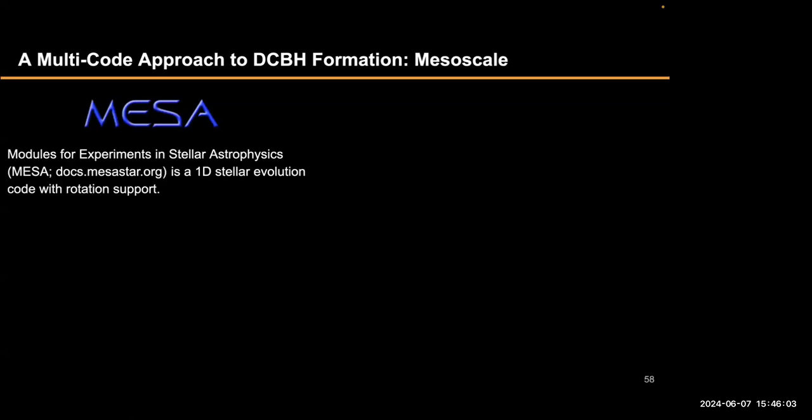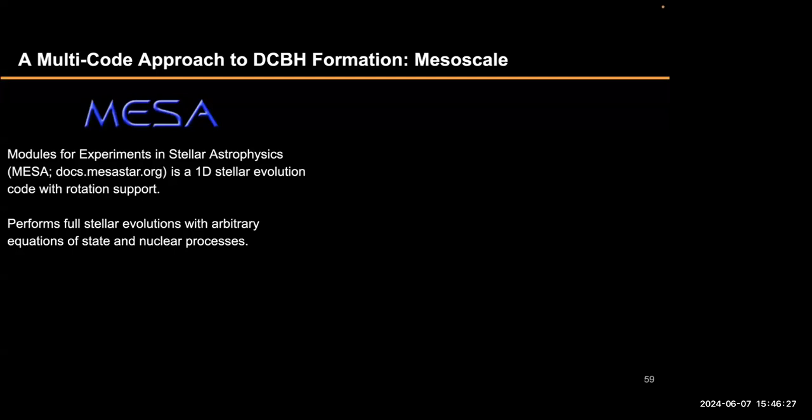So MESA, like I said, is a 1D stellar evolution code. It supports rotation by introducing what is called shellular rotation. So basically rotations of shells, and it depends on basically the radial component. And so it's a way of introducing rotation in a 1D code. It's not really what we normally do in the Einstein Toolkit, but it's still one way of doing it.